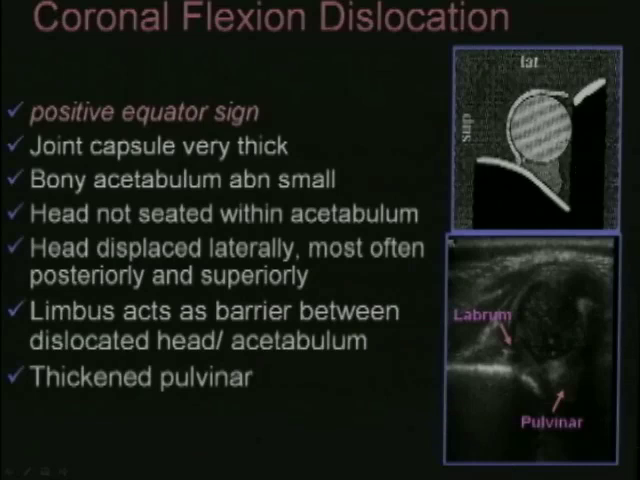So here we have a positive equator sign, no head below the line, the joint capsule is thick, the bony acetabulum is abnormally small. There is no evidence of appropriate alignment. The head is not seated within the acetabulum. It's displaced laterally. Most often it's posteriorly displaced and superiorly displaced. The limbus or the labrum can act as a barrier between the dislocated head and the acetabulum, and there's thickening of the pulvinar.